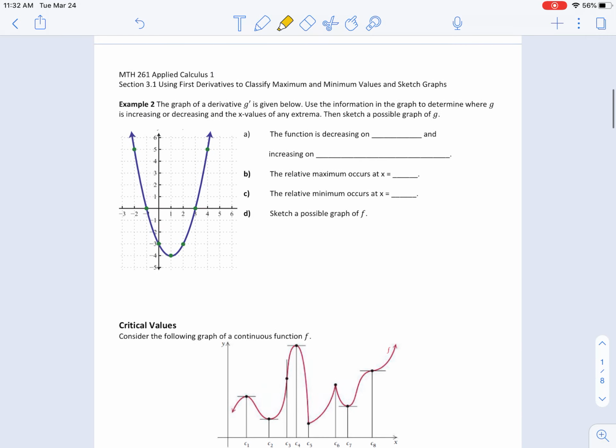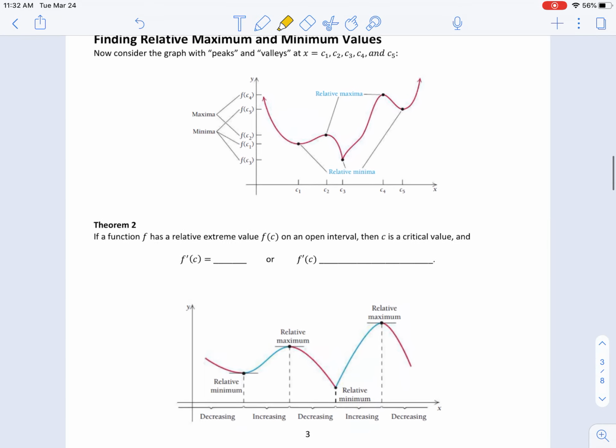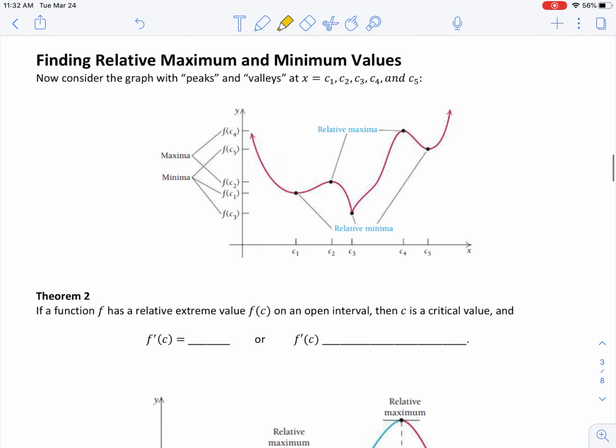But let's just summarize. I think we did all these. Just kind of talking about finding relative maximum and minimum values. Those are the graphs where we have these peaks and valleys. And take a look, we have one right here, one lowest point, this corner right here, and then that point right there. These 3 points are called relative minima. And we have the other types.